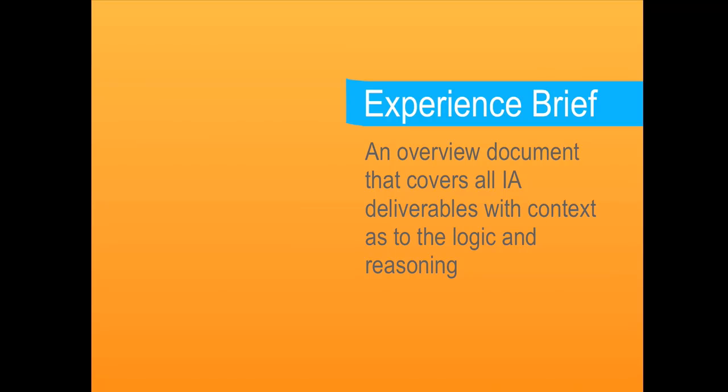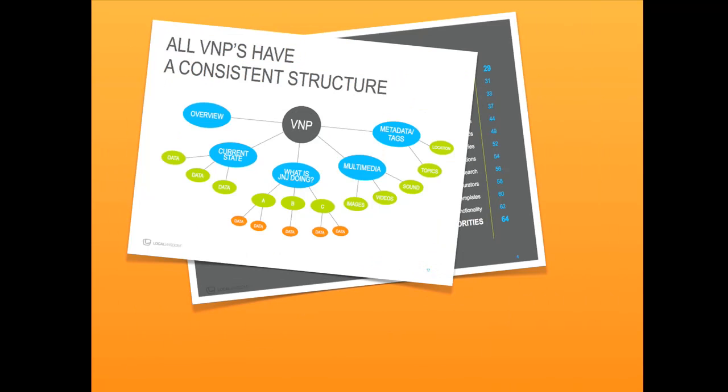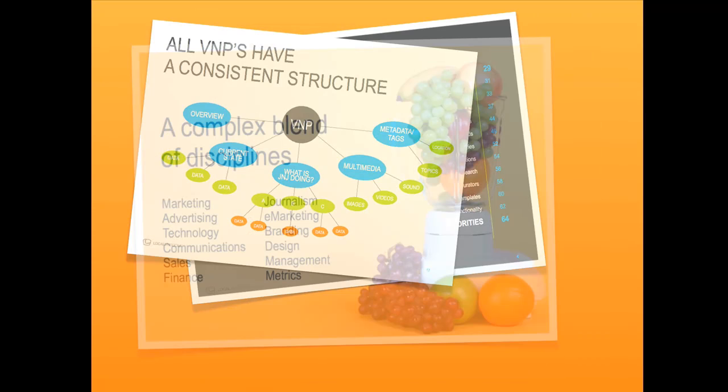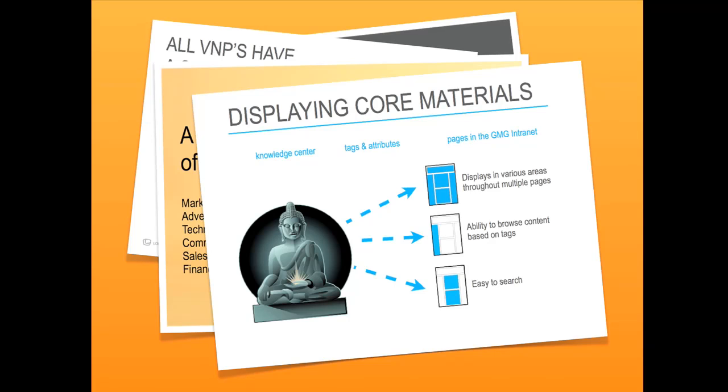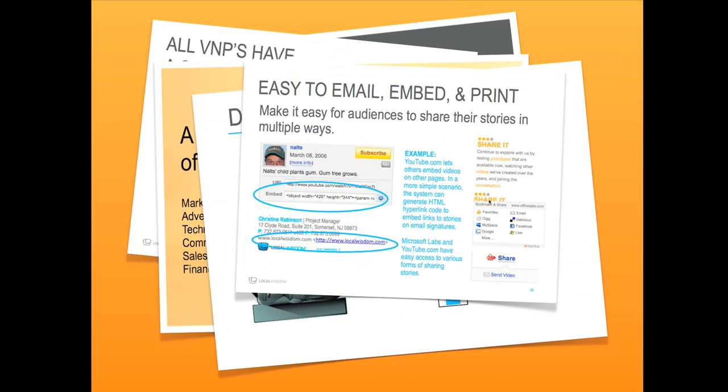So the last document is experience brief, and this is more along the lines of an overview document. It basically encompasses all the previous documents that we've talked about so far, and it adds a little bit of context to give the reader an understanding of the logic and rationale that went behind all these documents. So with experience briefs, you'll not only see the sitemaps and wireframes and audience personas and things like that, but you'll also see things that guide our concepts here. So it's basically making the architecture easier to communicate in a presentation. So those are all the documents that we use in the IA process.